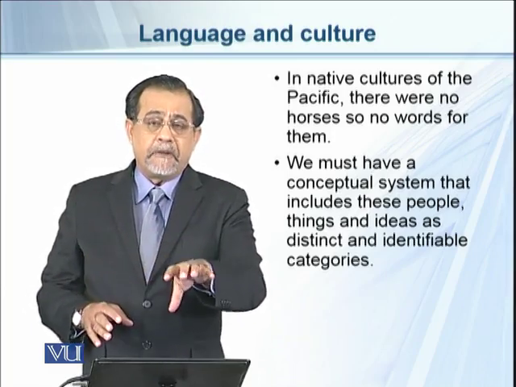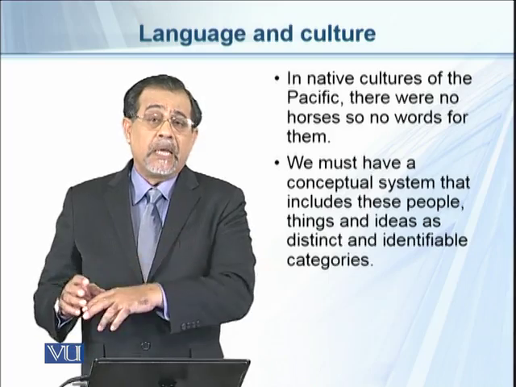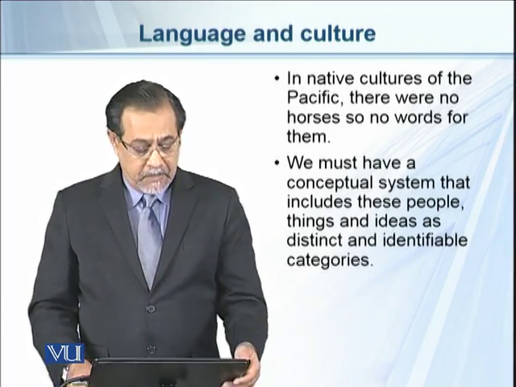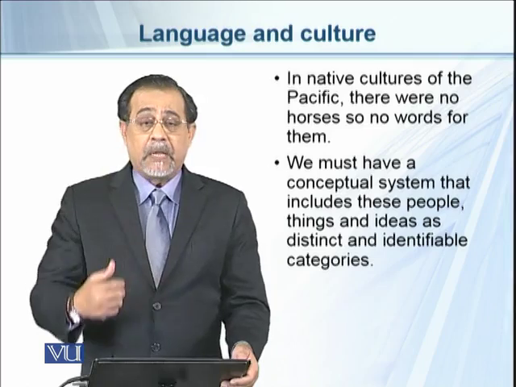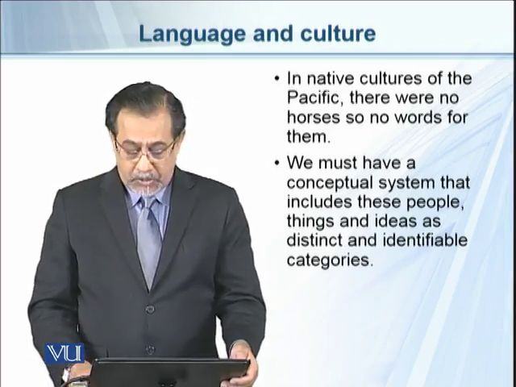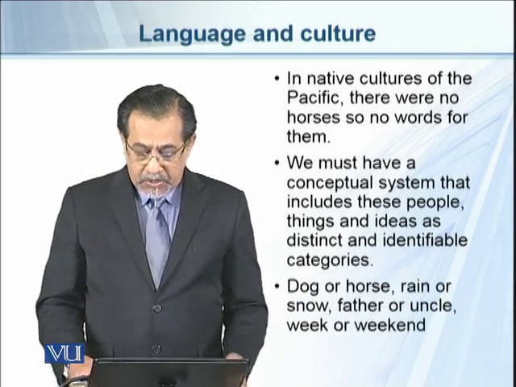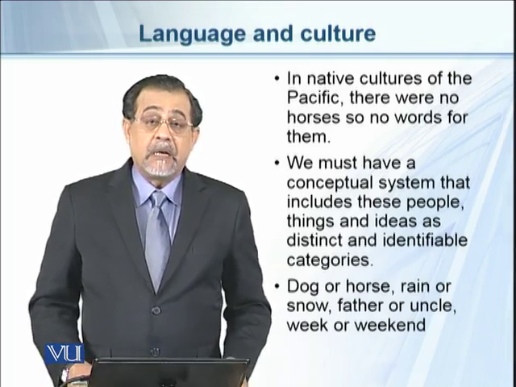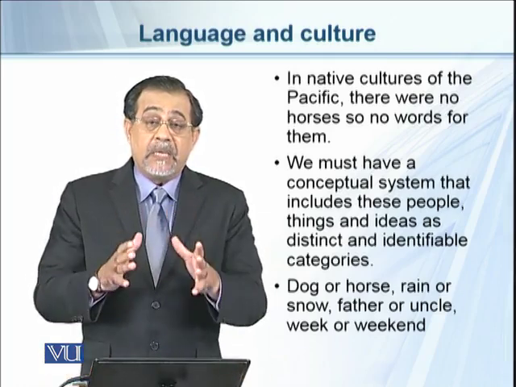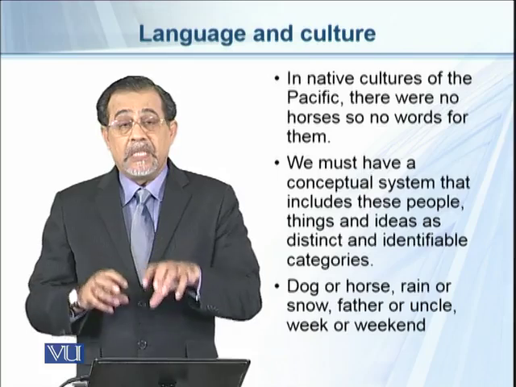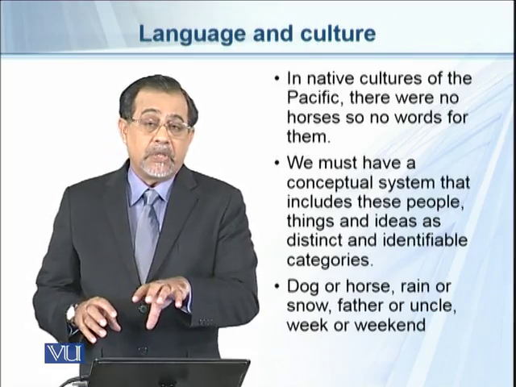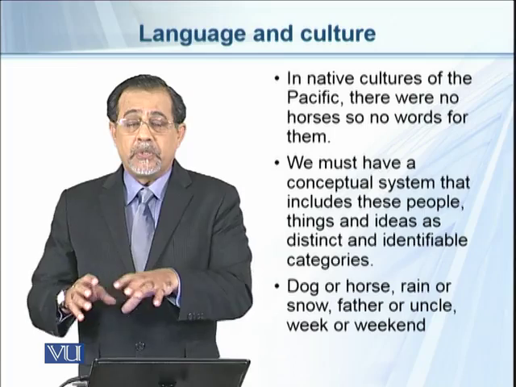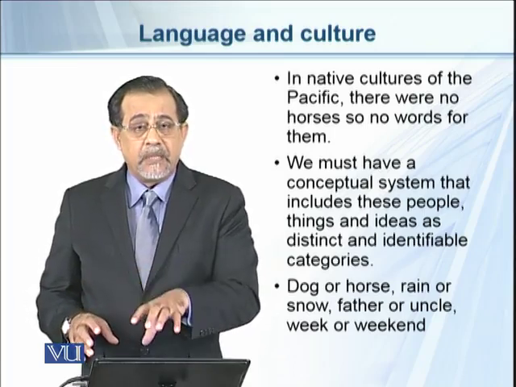We are able to differentiate between the horse and the mule and the donkey, right, with the help of these categories later in life, through the conceptions that are given to us in a certain culture. Dog or horse, rain or snow, father or uncle, week or weekend. If we take these categories, we learn them only when these concepts are there in the culture. If these concepts are not there in a specific culture, the children born into that culture won't be able to learn these words.